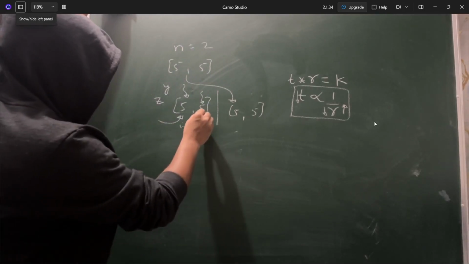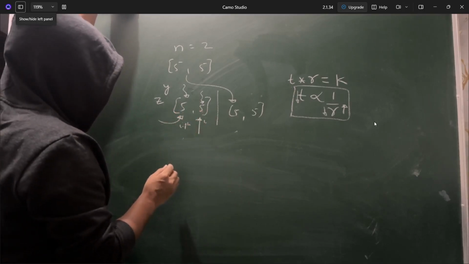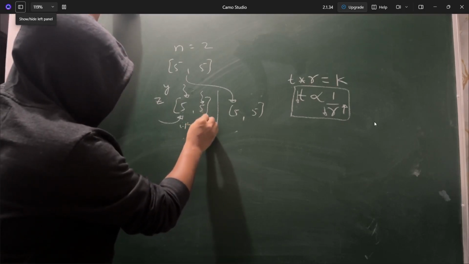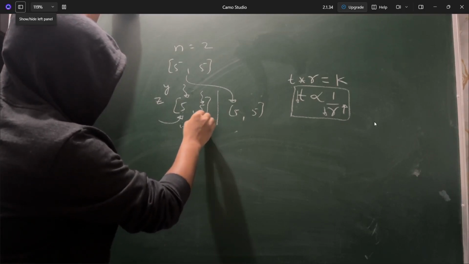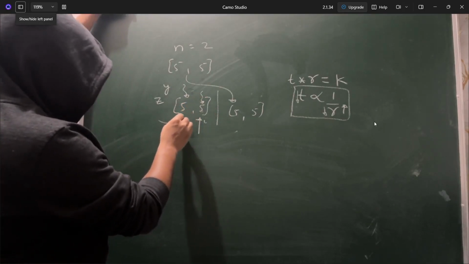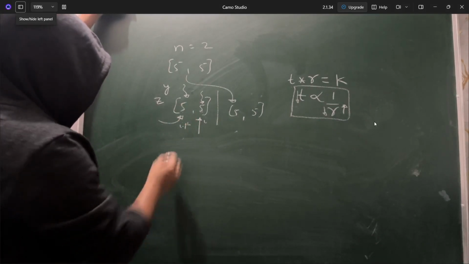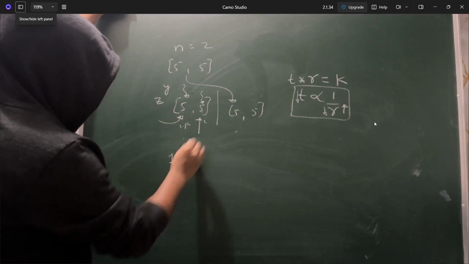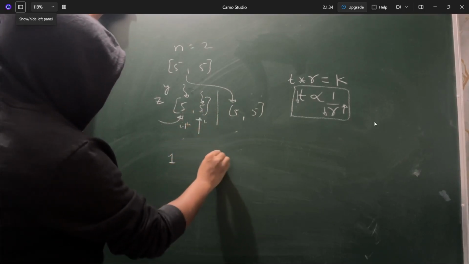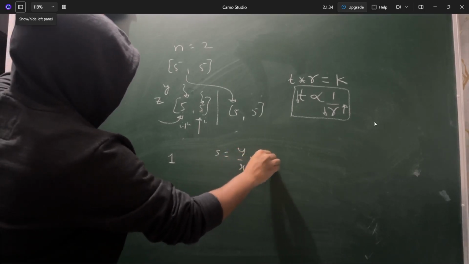You'll have to calculate if this is a valid arrangement or not, and the last one will be rotating at one revolution per second. So since in the question itself, the first will be rotating at one revolution per second, its speed will be one only. Now if you want to find the speed of this, you can put it as x by x into z.